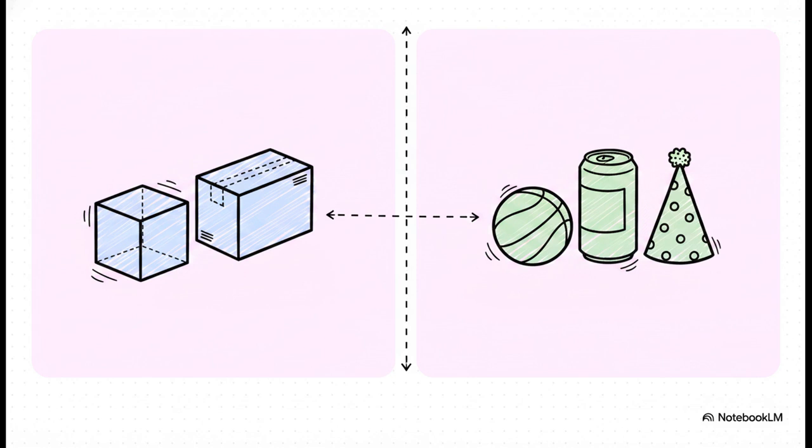But then, on the right side, we have our curved solids. These guys are completely smooth and lack those sharp, flat edges entirely. Think of a basketball, which is a sphere, or a can of soda, which is a cylinder, or even a party hat, which is a cone. These curved solids play by a completely different set of geometric rules than our flat-faced polyhedra.